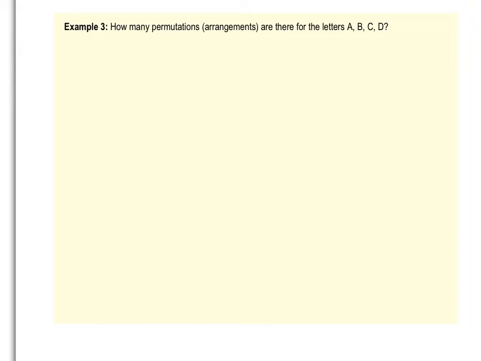Example 3, how many permutations are there for the letters A, B, C, and D? Okay, I'm going to show the kind of longhand way one more time, and then we're going to just start hopping straight to the formula. So we have 4 letters. Now, when I choose my first letter, I can put any of those 4 letters right here. But once I choose one of those letters, then I only have 3 left to put here. And then I only have 2 left to put here, and then I only have 1 left to put here.